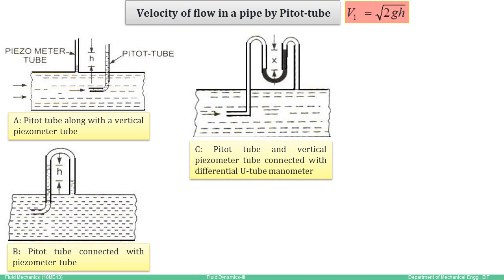The third case, we can use a differential U-tube manometer connected with a vertical piezometer and pitot tube. So the difference is that the X value will be the difference in level of the manometric fluid, and again we have to use H is equal to X into Sg by S naught minus 1. We'll discuss this in detail later. So we'll have to use a separate expression to find out this H value also. That is the value needed in calculation of V1.